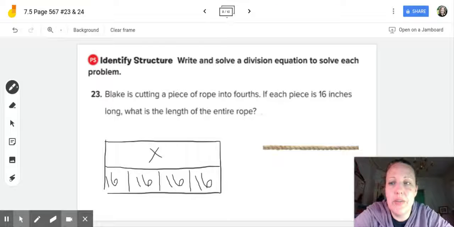Hey, it's Mrs. Golding. We are on page 567 in your packet. 23 and 24 are the problems we're tackling. Again, we're writing and solving division equations.